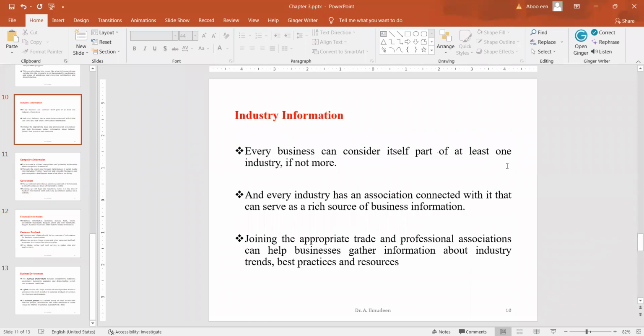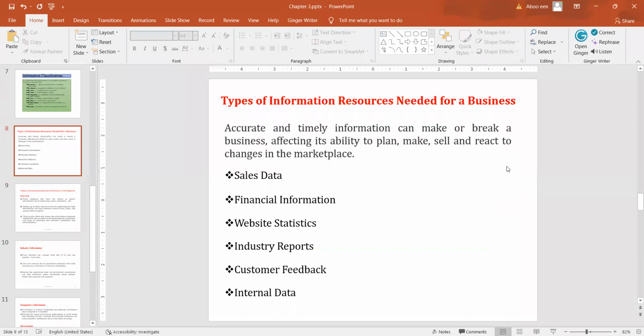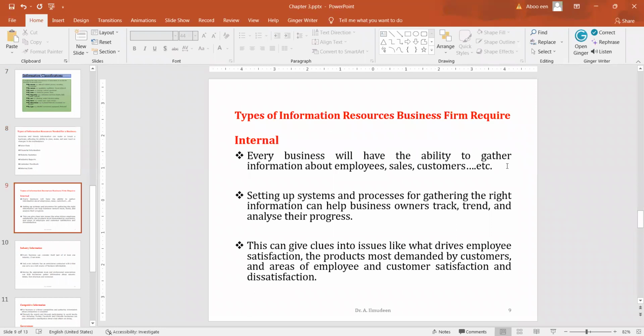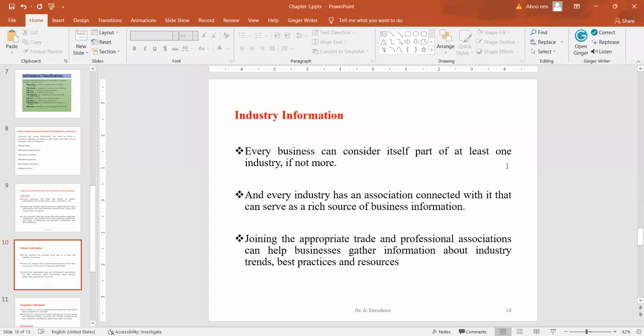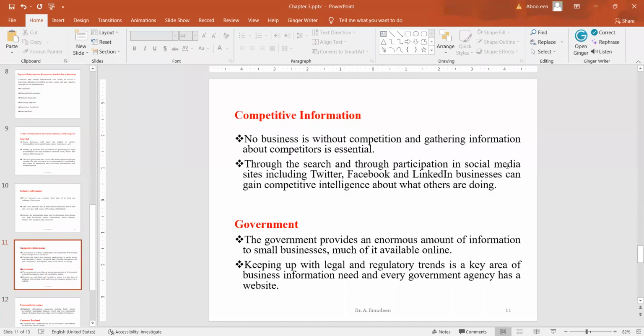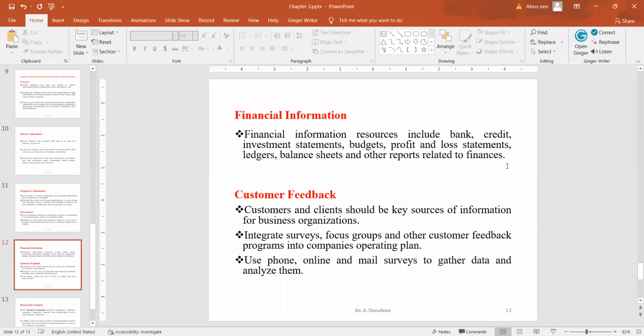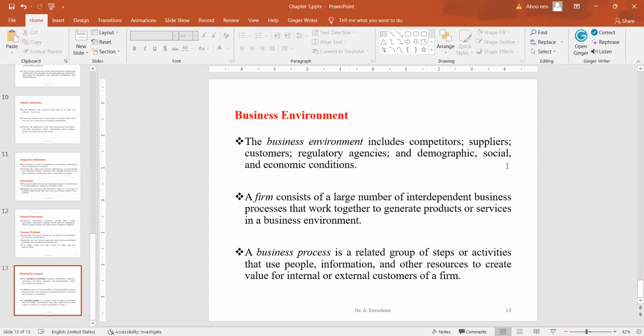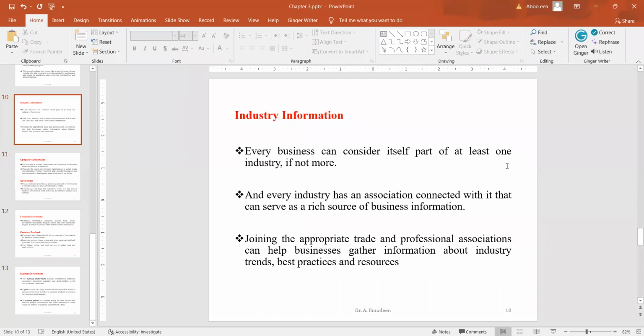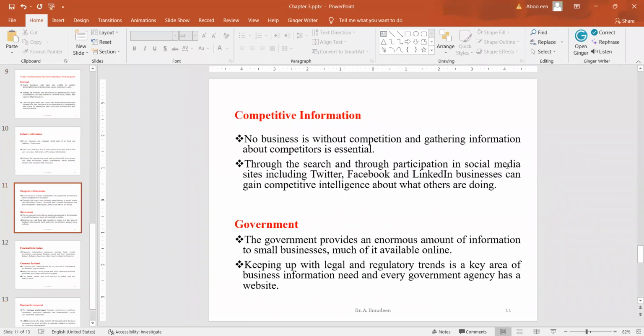Okay, so we looked at the types of information resources a business firm prepares: internal information, industry related information, competitor related information, government related information, financial related information, and customer feedback. Business environment related information we looked at under the competitive information and the industry related information, so no need to repeat it again.